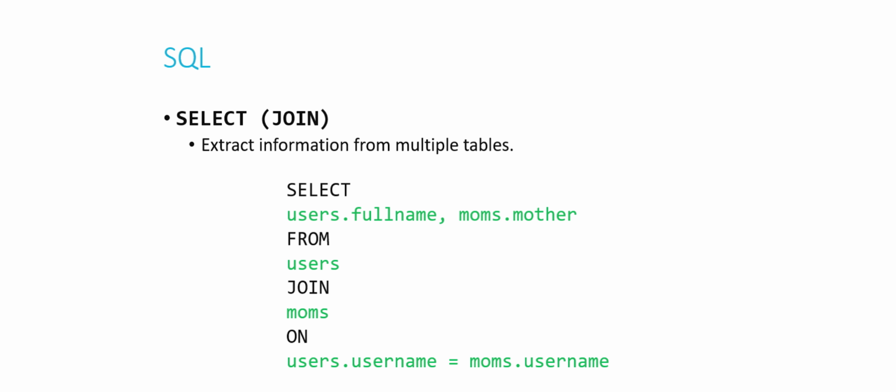So for example, I might have a query that looks like this. Select users.fullname, comma, moms.mother from users joining the moms table onto it temporarily, where the, or on, which is akin to where, on users.username equals moms.username.